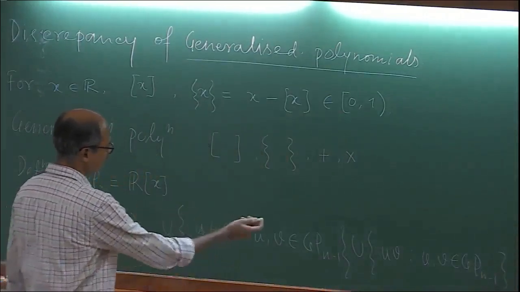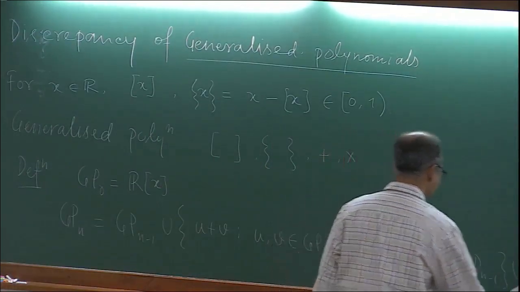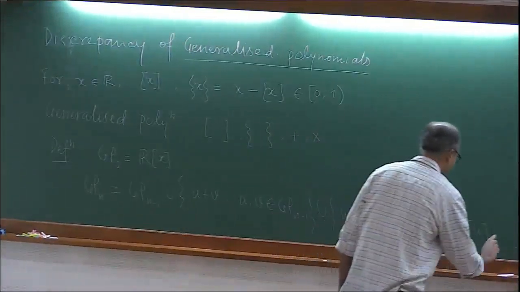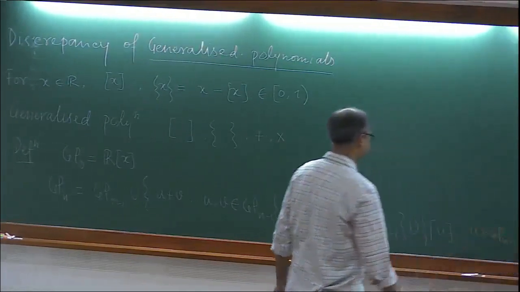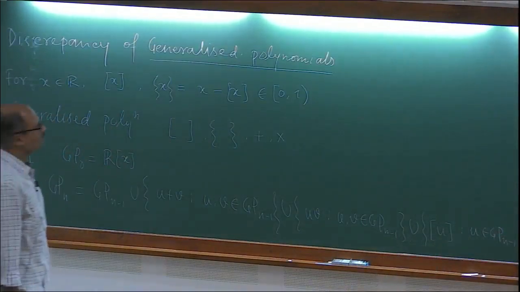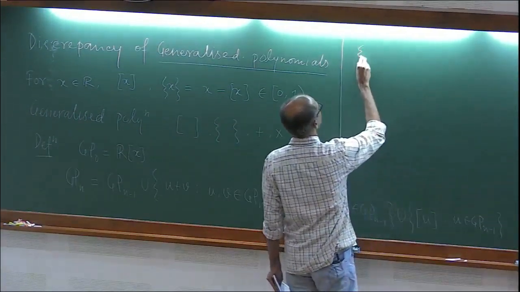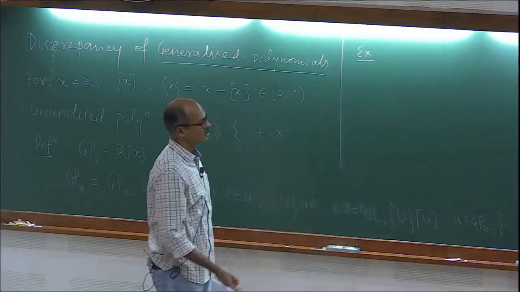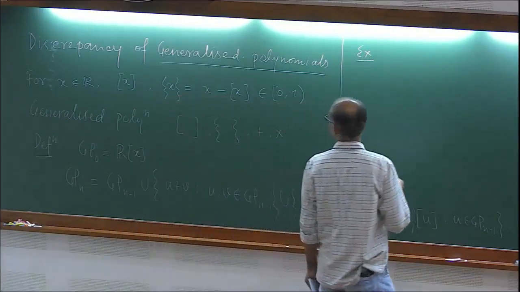So far it's just the polynomials. I haven't done anything new. So this is the part which is not done in usual polynomials: the box of u, with u in GP n minus 1. So that's an inductive definition. And so the examples can be generated like this: if you just take a polynomial and put these brackets wherever you wish, essentially that's a generalized polynomial.